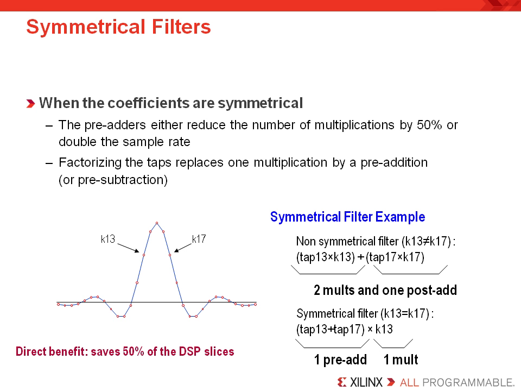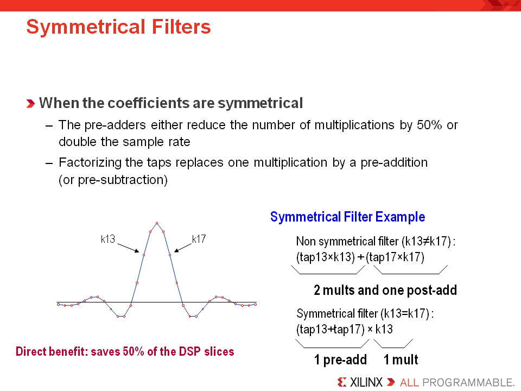This diagram illustrates how symmetrical coefficients provide such a large benefit when using a DSP slice. With any filter, all the coefficients have to be factored into the calculations, but if the filter is symmetrical, then the calculation is faster and uses fewer resources.